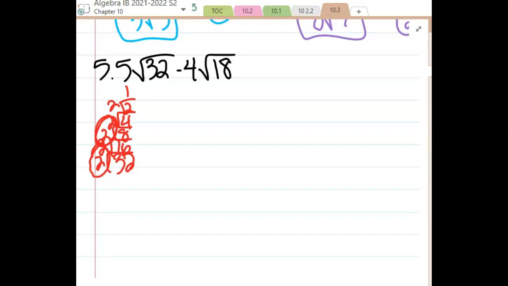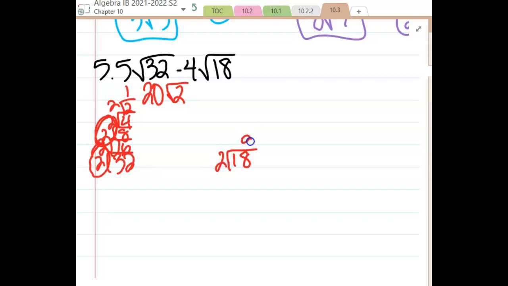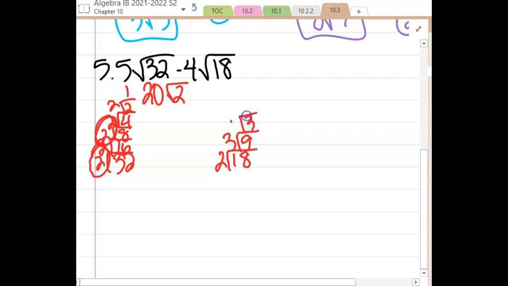A 5, right? So it's going to be 5 times 2 times 2, which is going to be 20 square roots of 2. Now we need to go and do the 18 as well. So out of 18, I could divide out of 2, we get 9. We could divide out of 3, and another 3. So we have a pair of 3's.